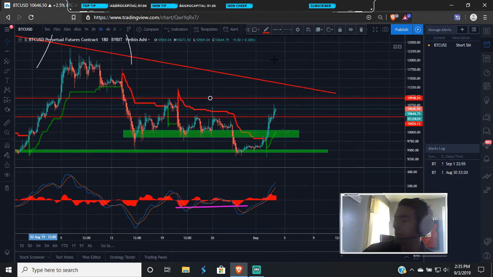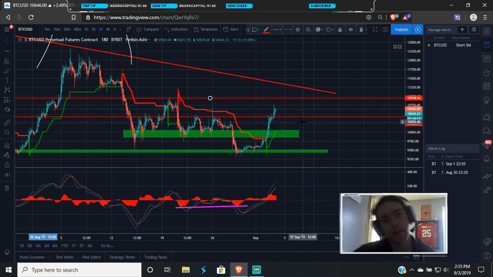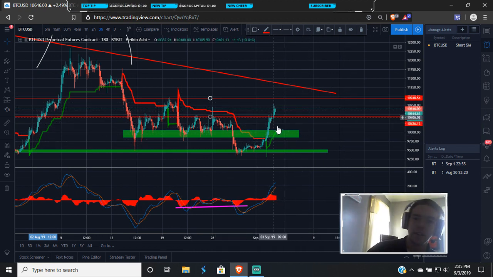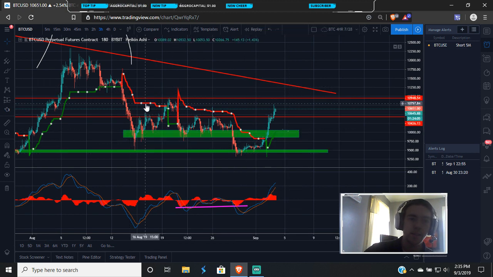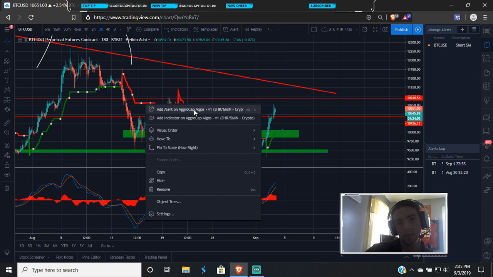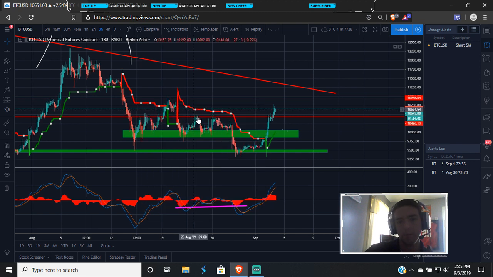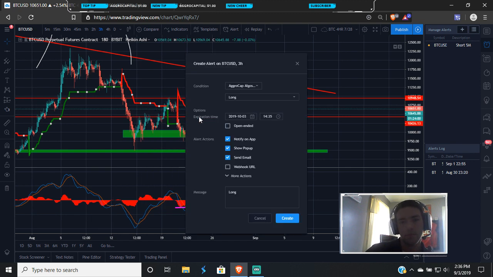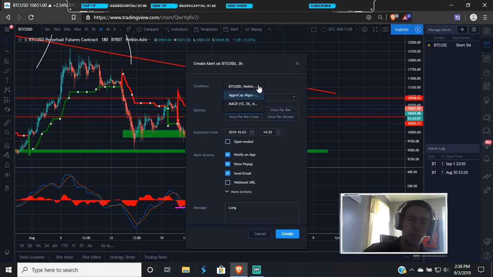So with the AggroCap indicators, it has pretty much something for everyone. If you don't have time to sit here and watch the charts move all day, you can actually set an alert. So you can go up to these red lines, right click with your mouse, and go to add alert. And so you'll go over here.